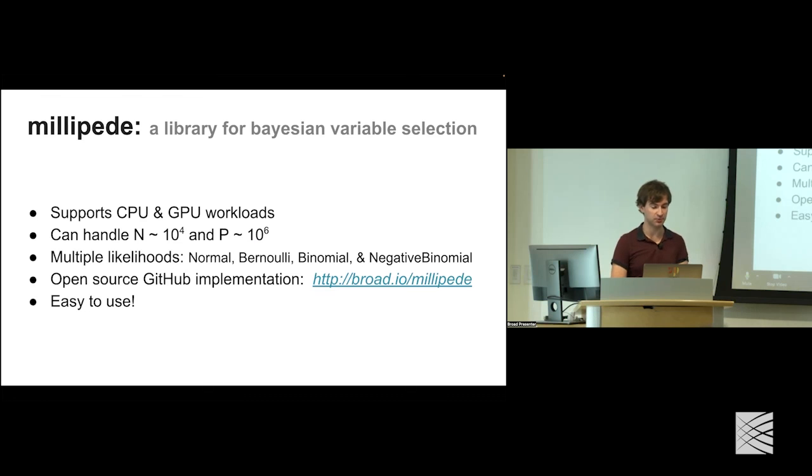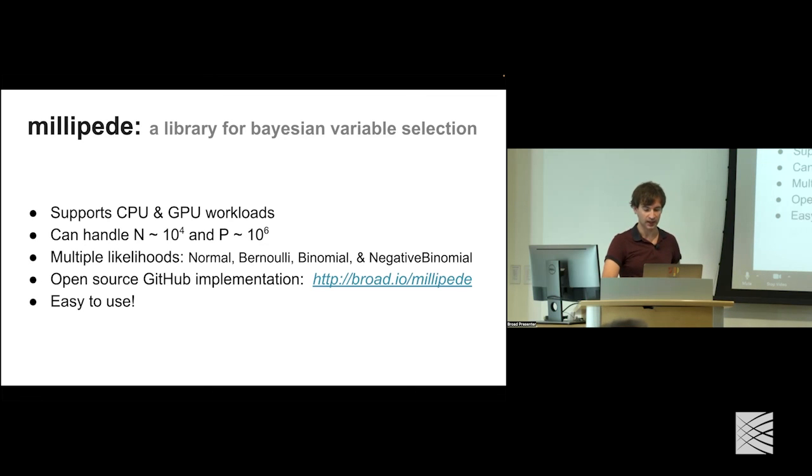One of them is that it supports both CPU and GPU workloads, which is useful because if it's a smallish data set, you should just use a CPU. But if it's a large data set, you probably want to use a GPU. The details of how scalable it is will depend on how large the data set is and on your hardware. But in very generic terms, it can handle data sets with tens of thousands of data points and about 1 million covariates. Details will change those numbers, but that's a rule of thumb.